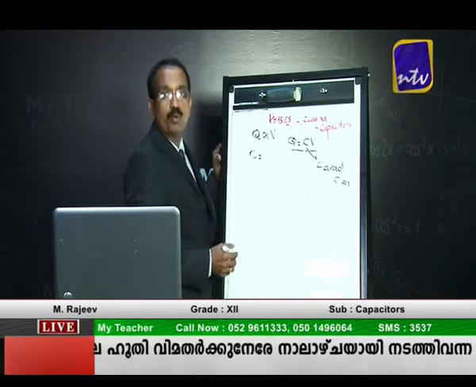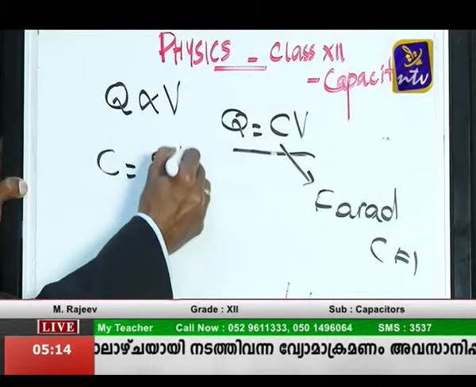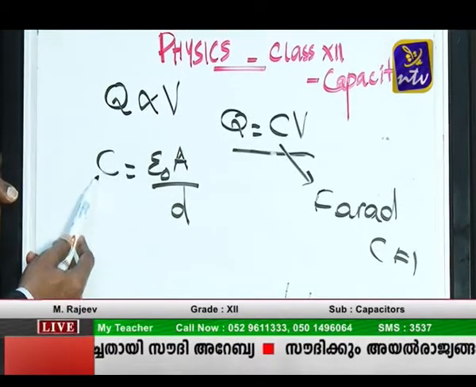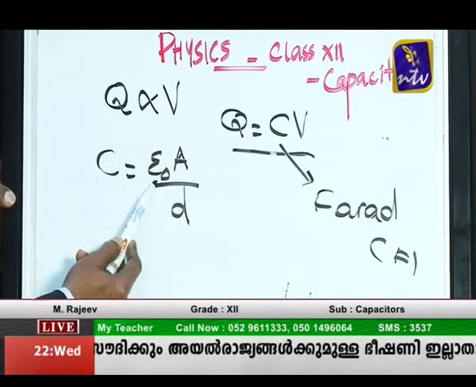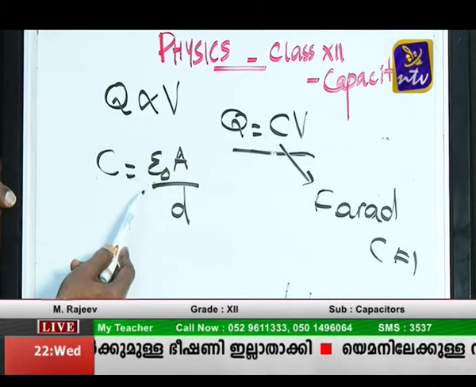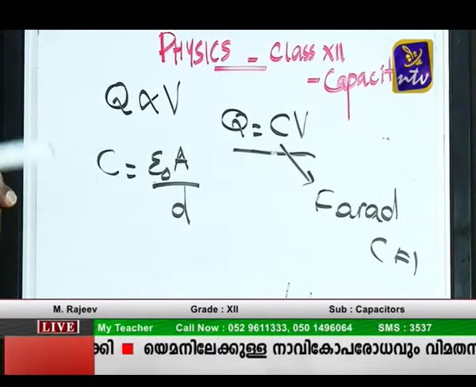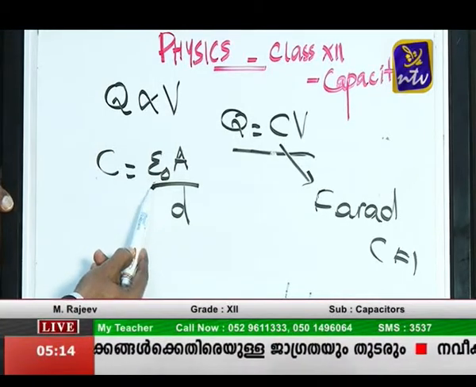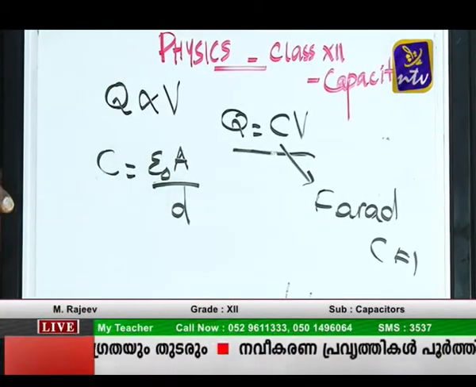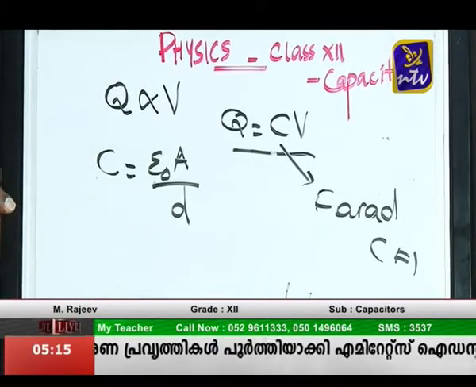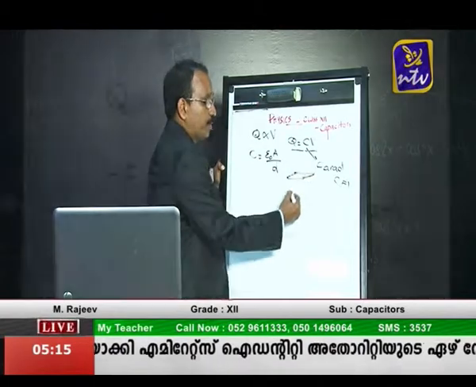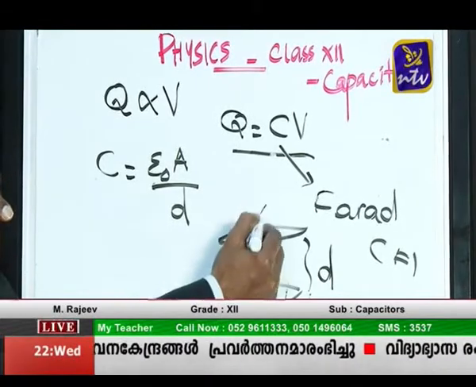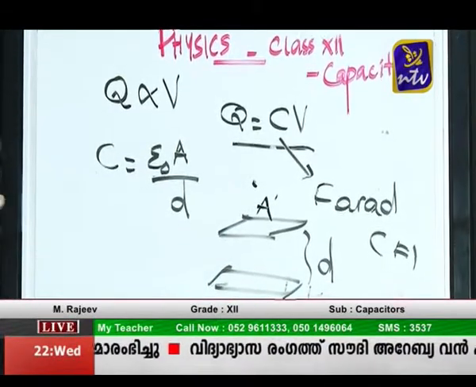The next equation you should be familiar with is C is equal to epsilon 0 A by D. Here C stands for capacitance, epsilon 0 is a physical quantity called the permittivity of free space, where the 0 stands for free space. A represents the area of the plates we use in capacitors, and D is the separation between the plates. In a capacitor there should be two metallic plates, separated by a distance D.